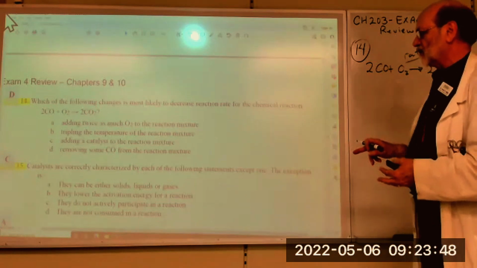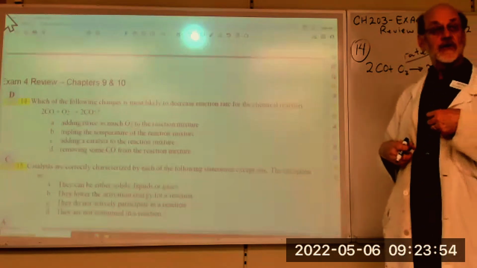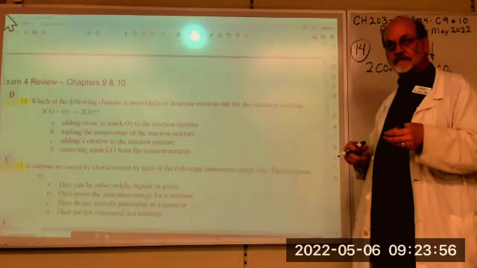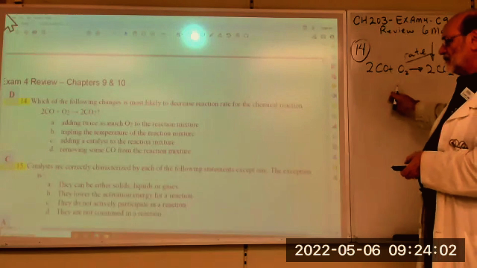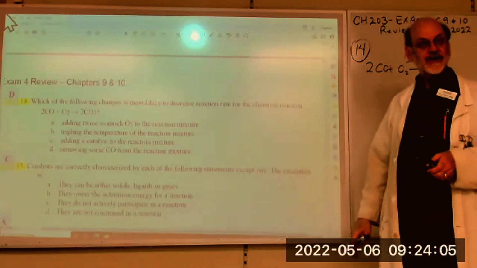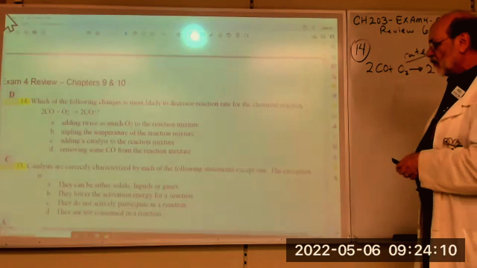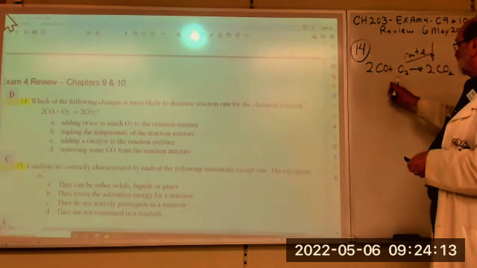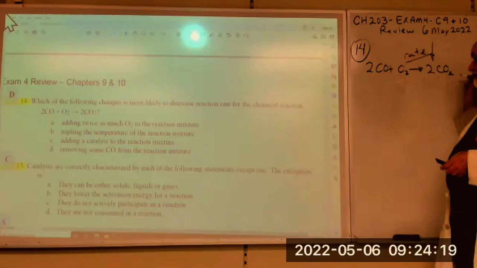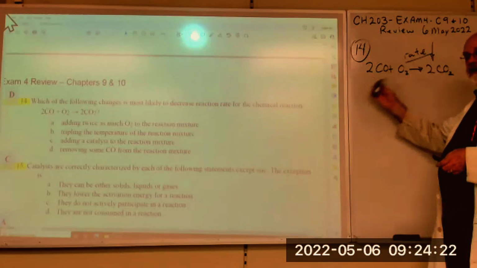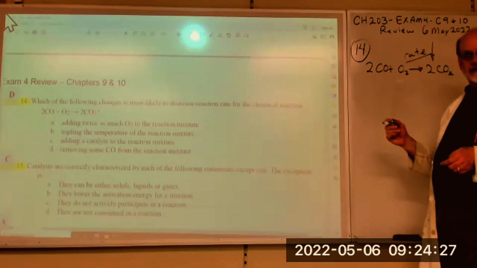Tripling the temperature of the reaction mixture. Usually, increasing the temperature will increase the reaction rate. Adding a catalyst to the reaction mixture. That'll increase the rate also. That's the whole purpose of a catalyst, to increase the rate. Removing some CO from the reaction mixture. If you take away some of the CO, it's going to actually favor the reverse reaction, which will slow down the forward reaction. Does that make sense? Okay.